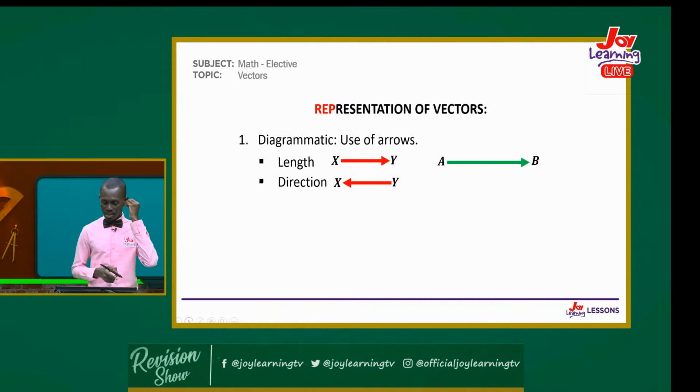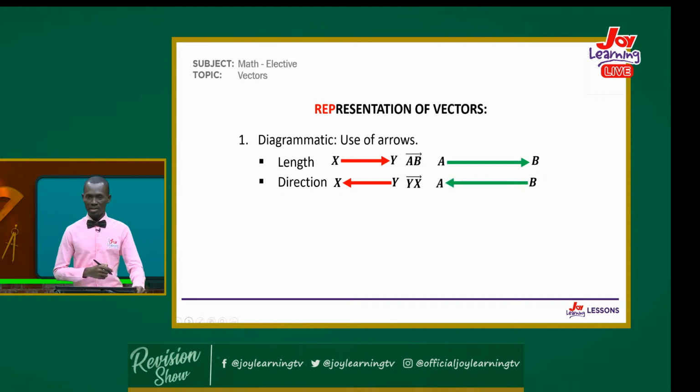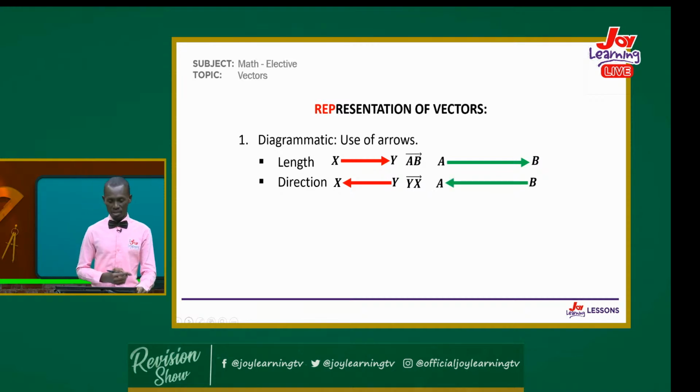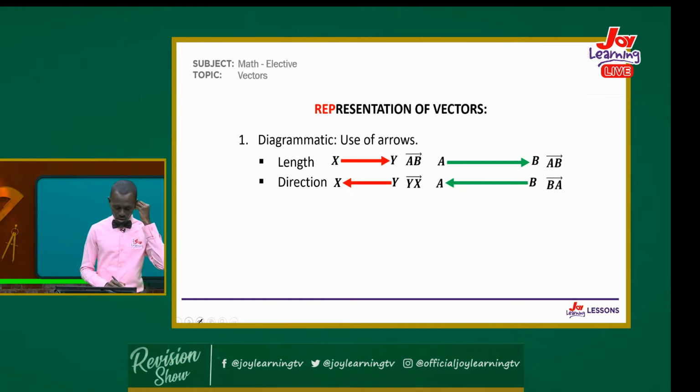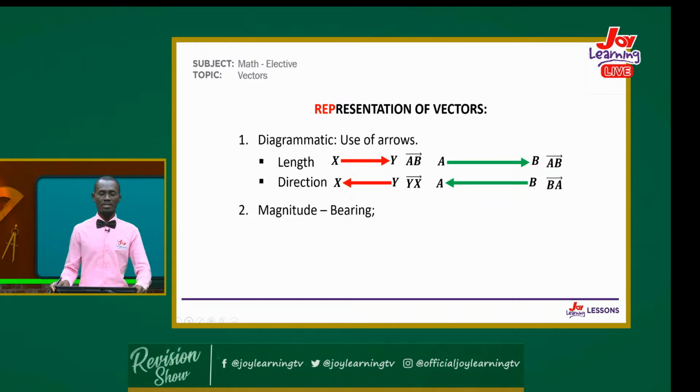yx is not the same thing as xy, because yx is pointing in the opposite direction, same as BA, which is pointing in the opposite direction as AB, although they have the same length approximately. That is one way of representing vectors. Now, we can also represent vectors based on their magnitude and bearing. Remember, every vector has a magnitude and it has a direction.